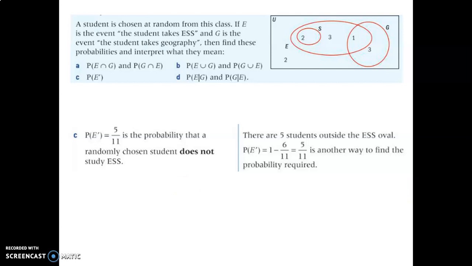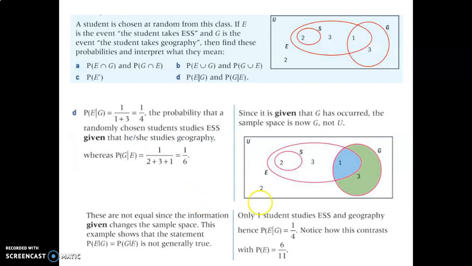And finally, try D. Okay, in D, like I said, these are often a little bit tougher the first time you see them. So we're looking for probability E given that G has occurred. Basically, what that means is represented very well in this diagram. We're looking for the students who are taking environmental science, but given that they are a geography student. So in other words, we're only looking at geography students now. So we're saying what students have taken environmental science out of the geography group.